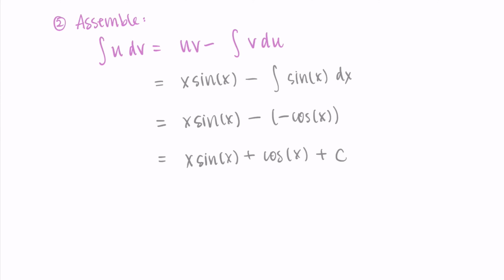So after all of this, we can conclude that the antiderivative of x times cosine of x is equal to x times sine of x plus cosine x plus c.